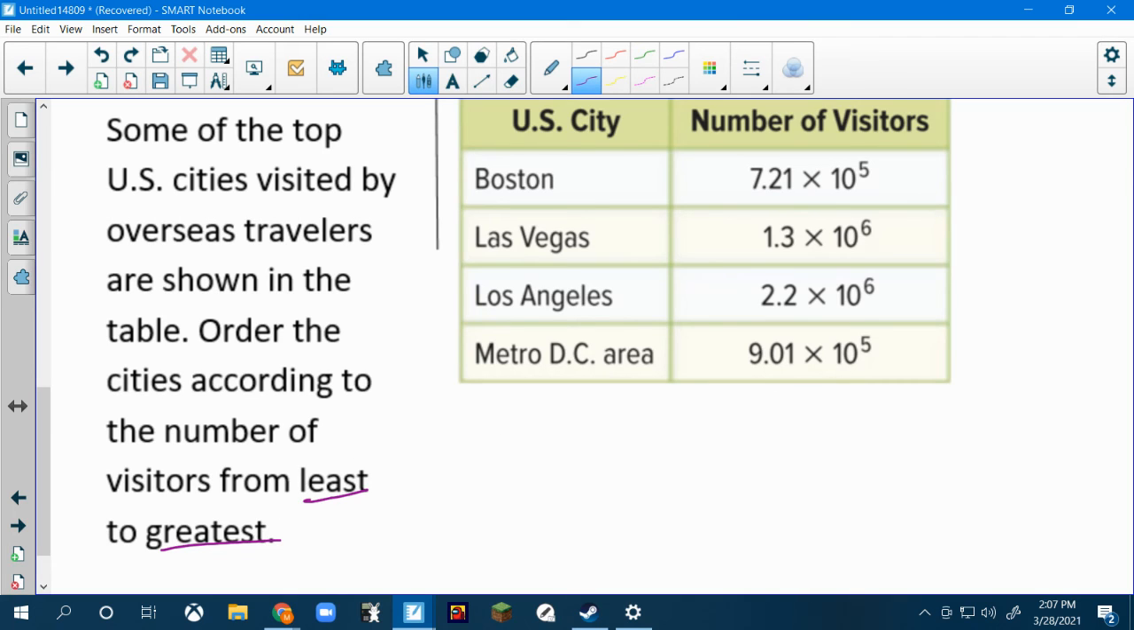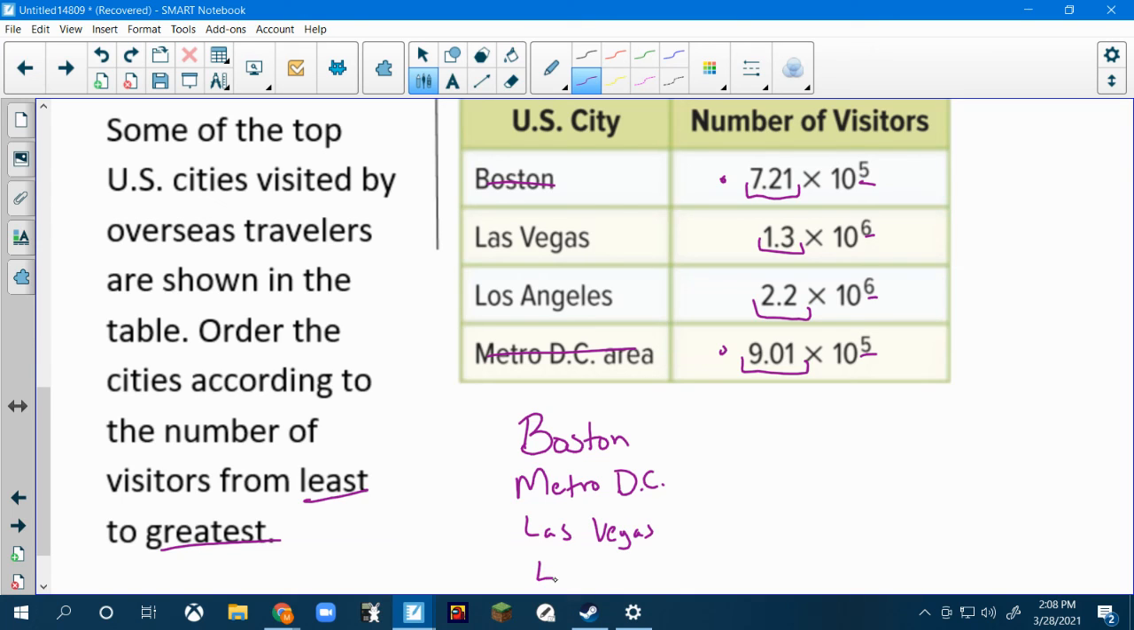That means we're looking for the smallest exponent first. 5, 6, 6, and 5. Okay? So we have to check these two now. And we have to look at the number on the front. Since we're going least to greatest, which one's the smallest one? Well, that's Boston at 7.21, which means Metro DC is the next least. So we got these two done. Now we have a 6 on both of these. So now which one's smaller, 1.3 or 2.2? 1.3 is smaller, so that's Las Vegas, followed by Los Angeles, from least to greatest number of overseas travelers.